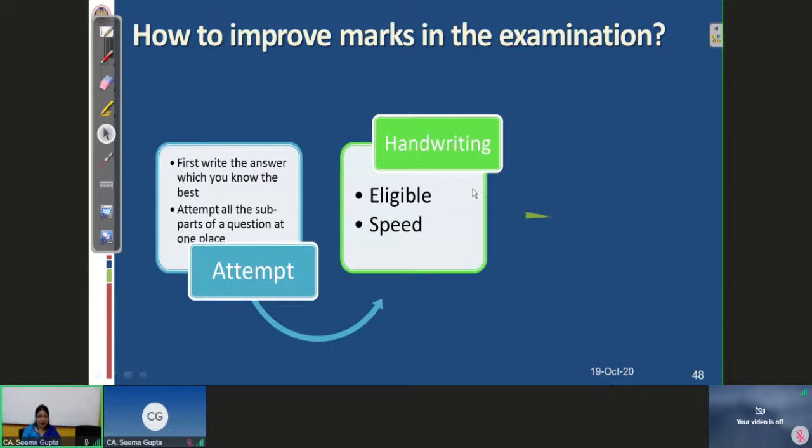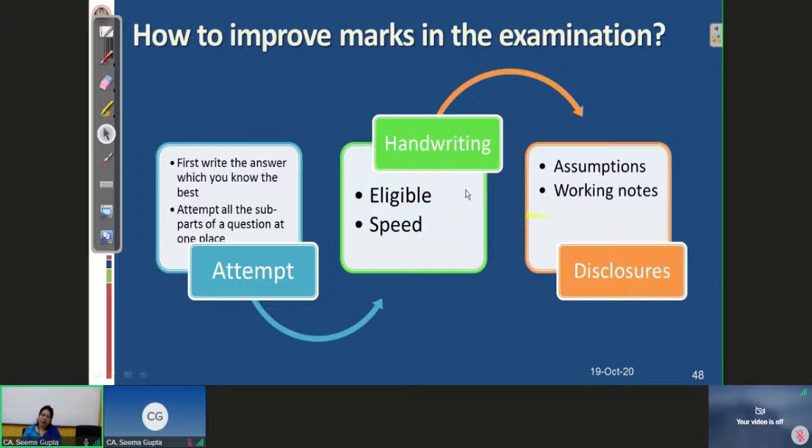You have to make your assumptions, otherwise you will not be able to complete the answer paper. And assumptions and working notes with complete disclosures. I have already told you in some of the questions where we are given the choice, where we are given the freedom by the paper setter to choose a particular method of accounting, or if there are certain methods for valuing certain things like goodwill, I have explained just now.